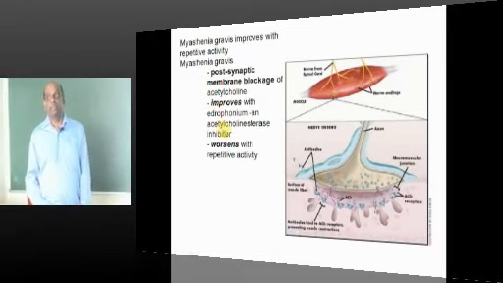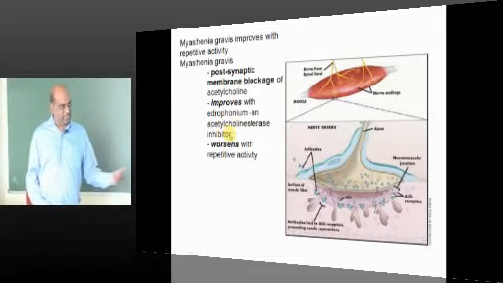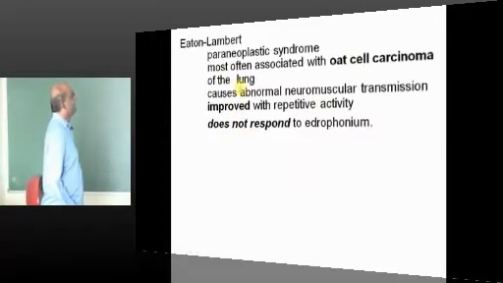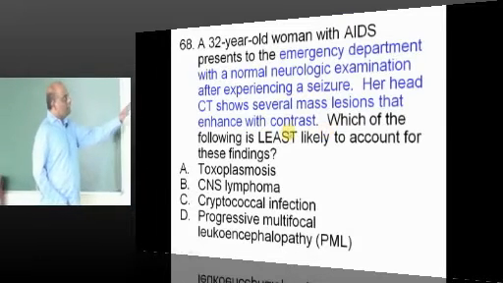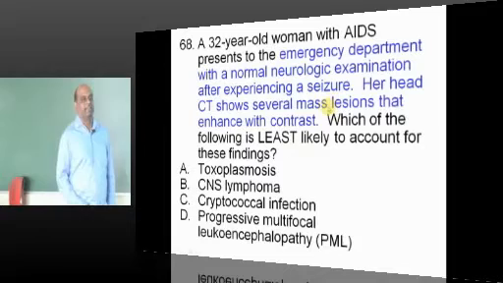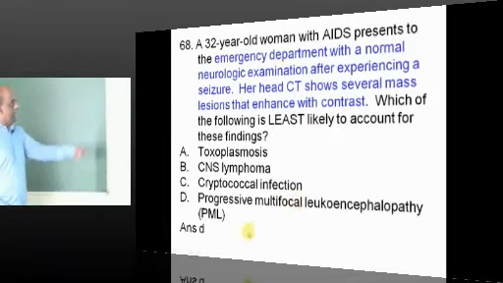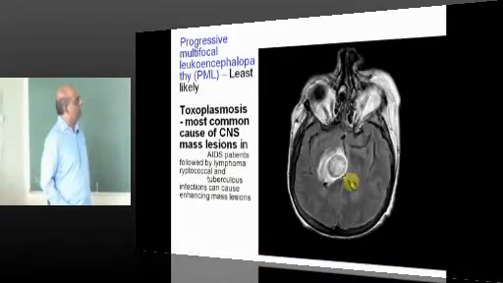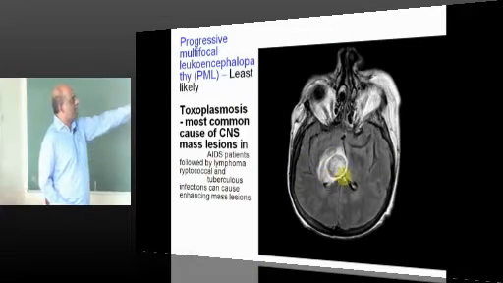Which will break between cataract and glaucoma? Cataract is in the lens; the lens breaks, so the colored halos break. Now, a 32 year old with AIDS, mass lesions enhancing to contrast, which will not enhance? PML. Today students are rocking the answers. PML, very good. This is toxoplasmosis, doctor, the most common CNS mass lesion.